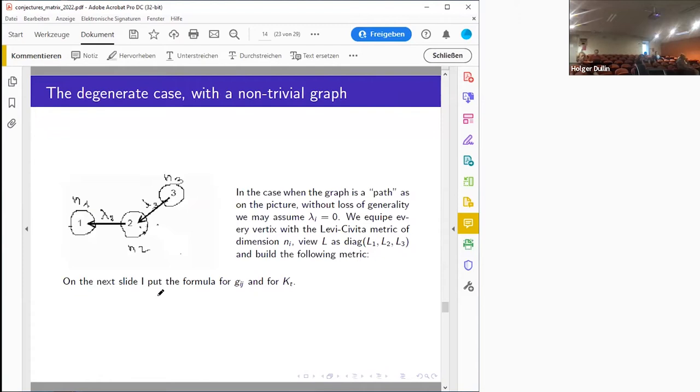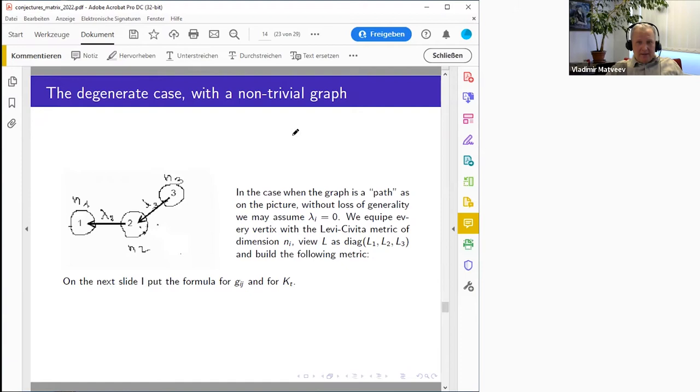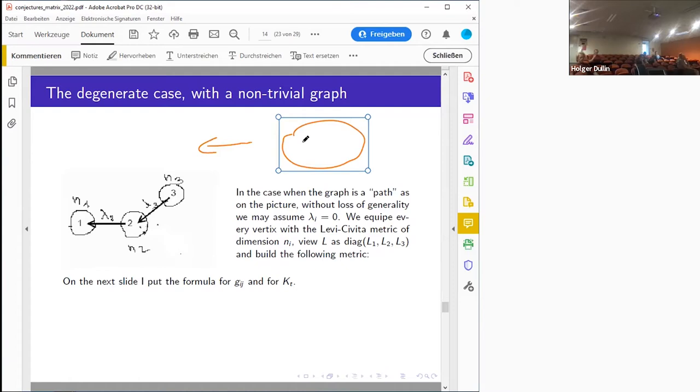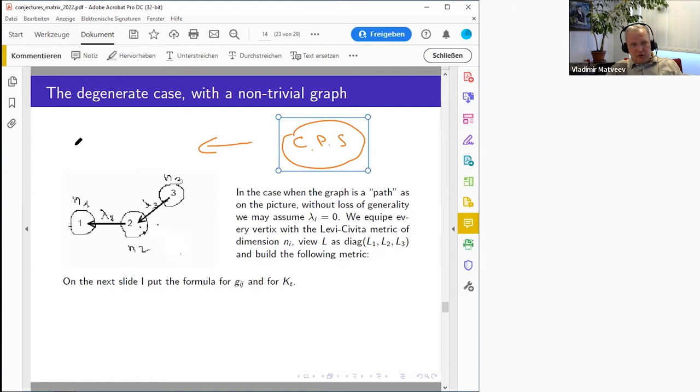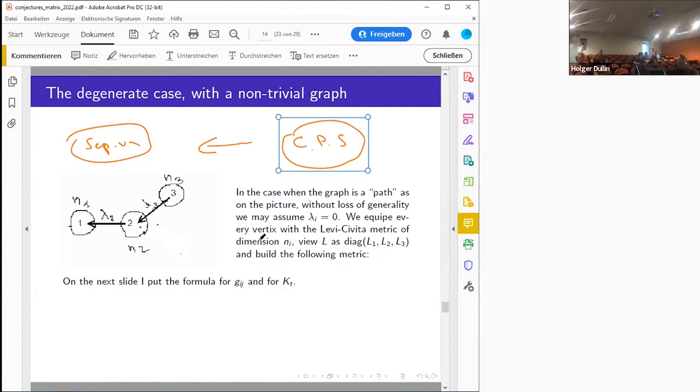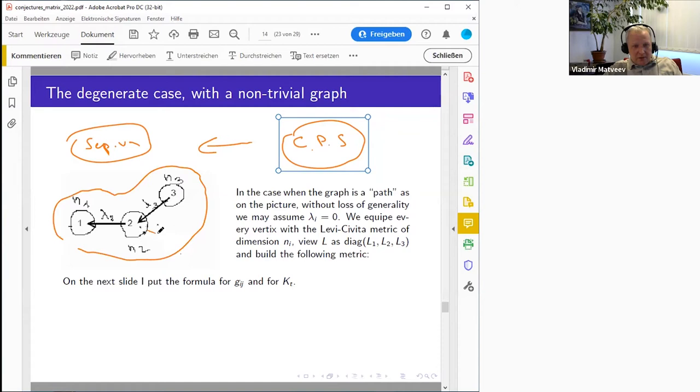So here are some words about authorship, which is not important, at least for mathematics. Now, in the degenerate case with non-trivial graph, one again has a proof that a compatible Poisson structure allows to construct separating variables. And I will give the formula in the case if the graph is a path. So as you see, previously there was another edge, and now I deleted it. This formula is slightly easier. In this case, one can assume without loss of generality that all lambdas are simply equal to zero, because actually lambda is defined up to simultaneous addition of a number to the lambdas coming to one vertex.